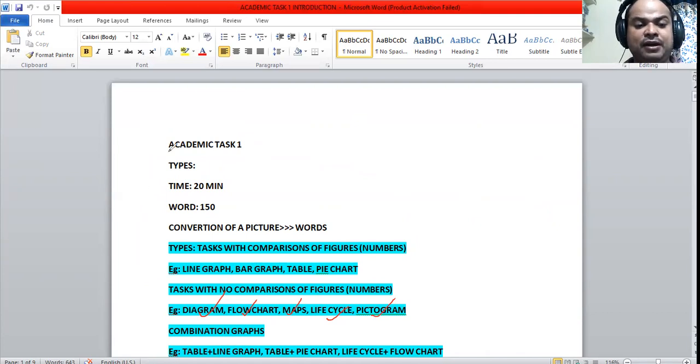And now we have type number three, combination graphs. What do we mean by combination graphs? You get a table and a line graph, or a table and a pie chart. You get two pie charts, three pie charts, three tables, or one line graph and a life cycle, or one bar graph and a life cycle. You might also get a flow chart. So you have combinations of two or three charts, and that's what we call combination charts. This is the basic information I wanted to give you regarding task one.